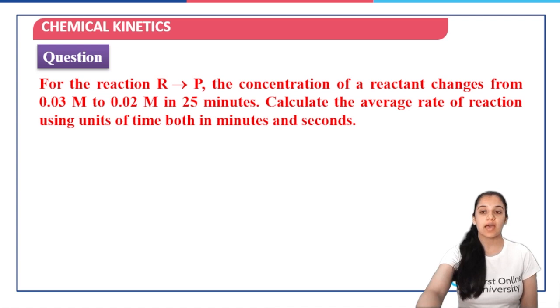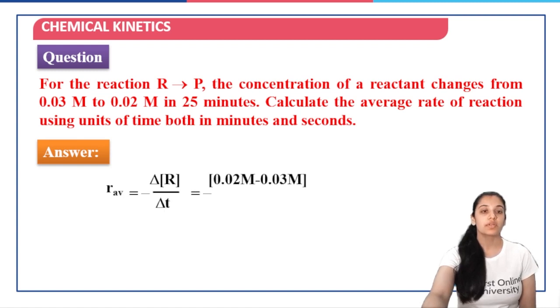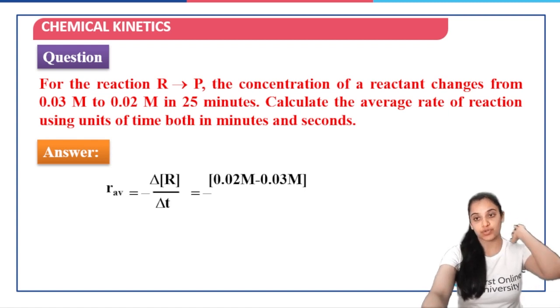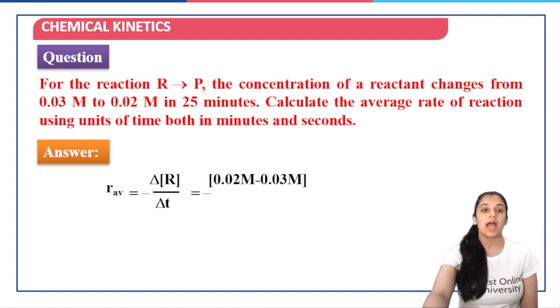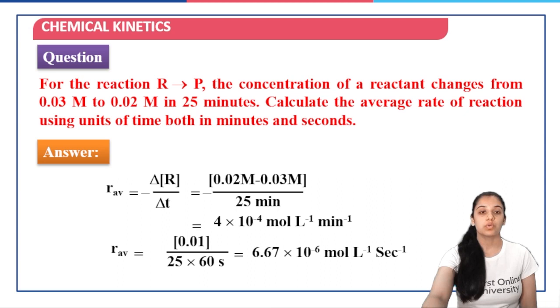Okay, let's just have a look at the solution now. R average is minus of delta R upon delta T, which is equal to minus of, since these are the reactant concentrations that are given to you, you need to take into account the minus sign here, R2 minus R1, that is 0.02 minus 0.03 divided by 25 minutes. So that would be 4 into 10 raised to power minus 4 moles per liter per minute. And when you have to convert it into seconds, that would be the whole expression divided by 60. So that would be equal to 6.67 into 10 raised to power minus 6 moles per liter per second.